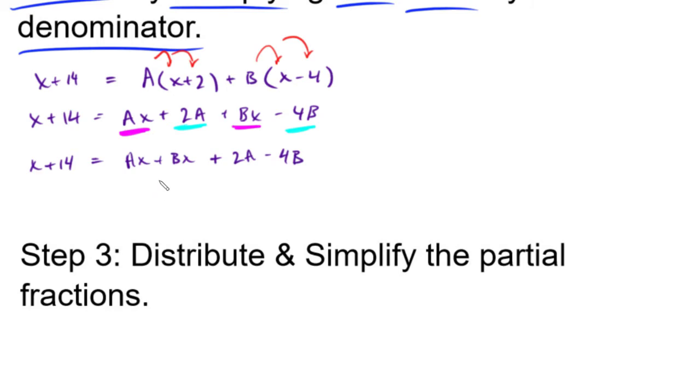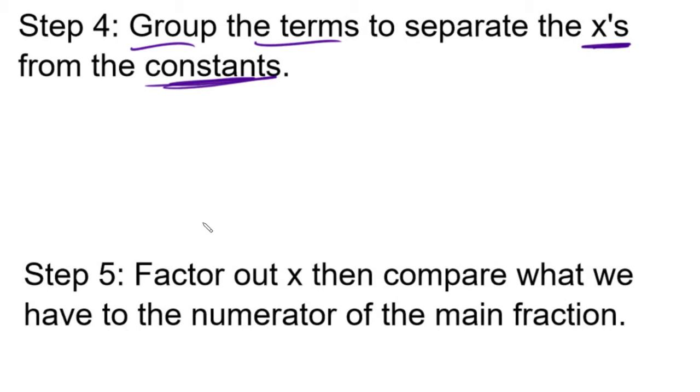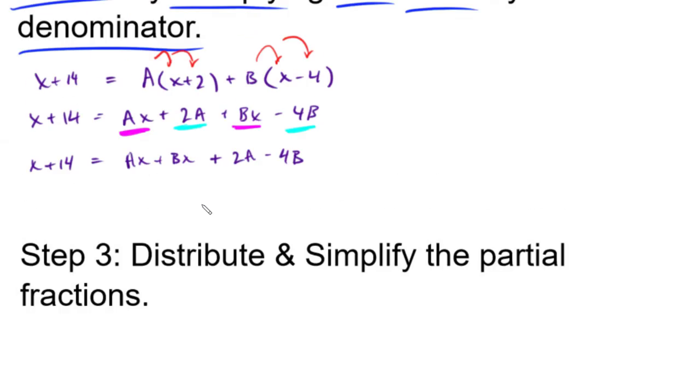Here's where it's about to get exciting. Factor out x, then compare what we have to the numerator of the main fraction. If you factor out x from these two pieces, you're going to have x times a plus b plus 2a minus 4b. And that's equal to x plus 14. This is where the magic happens.